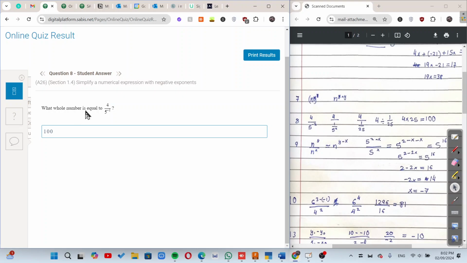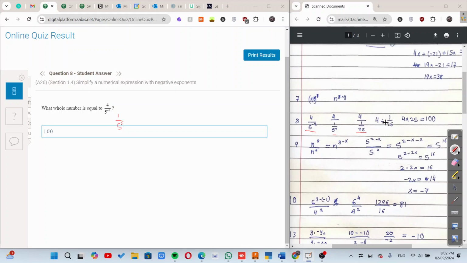Okay, so for this question, they need what whole number is equal to 4 over 5 to the power of negative 2. We know that we can't have negative exponents, and negative exponents are the same as 1 over 5 to the power 2. So we know that already, because you have to flip it. See? 4 over 5 to the power of negative 2 is the same as 4 over 1 over 5 to the power 2, which is the same as 4 over 1 over 25, which can be rewritten as 4 divided by 1 over 25.